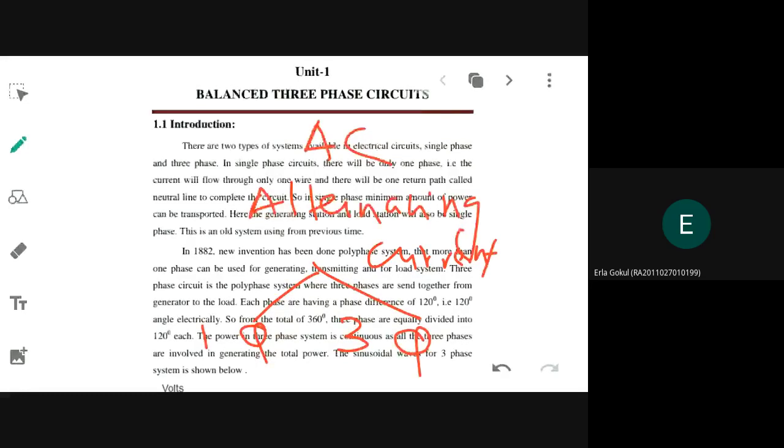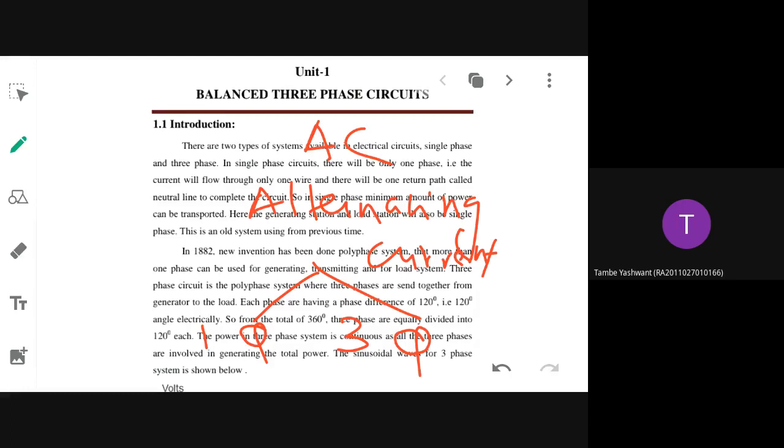But is that AC output three phase or single phase? It is not single phase, it is three phase. It will be generated at a very high value, about 11 kilovolt it is generated. But whatever power reaches your home, we decide whether we want single phase or three phase.